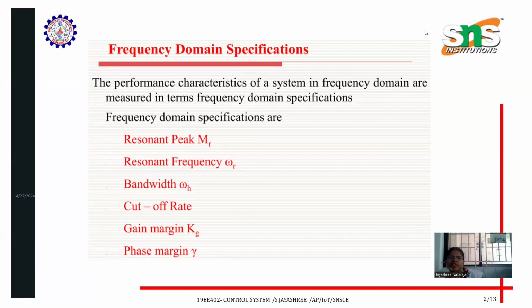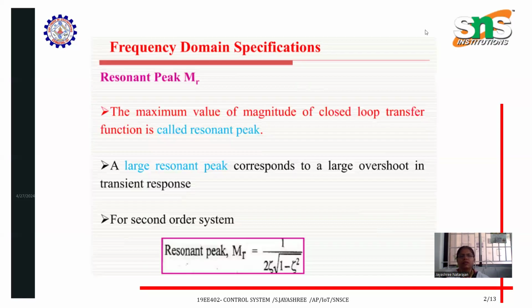First one is resonant peak, represented by M suffix R. Second, resonant frequency omega R. Third, bandwidth omega B. Fourth, cutoff rate. Fifth, gain margin Kg. And sixth, phase margin. We discuss the frequency domain specifications one by one.